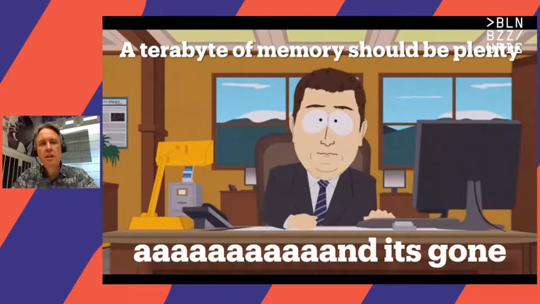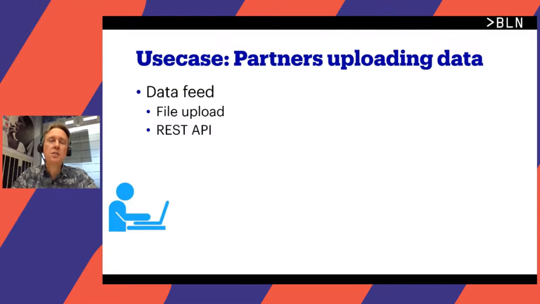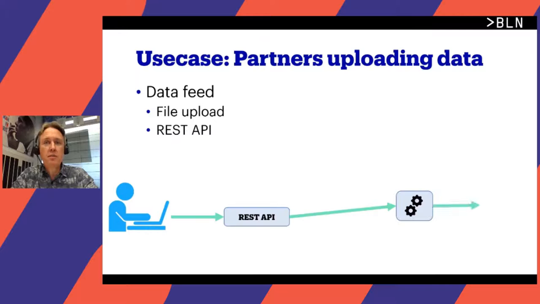Another example that I've seen in production is something we call bursty streams, data that arrives in bursts. A good example is something we were designing a while ago, where we have partners that want to upload data to our landscape, for example, a seller that wants to update their prices. So we want to have two kinds of interfaces for these people. A REST interface, where they can have a REST API with a single change, and a file upload.